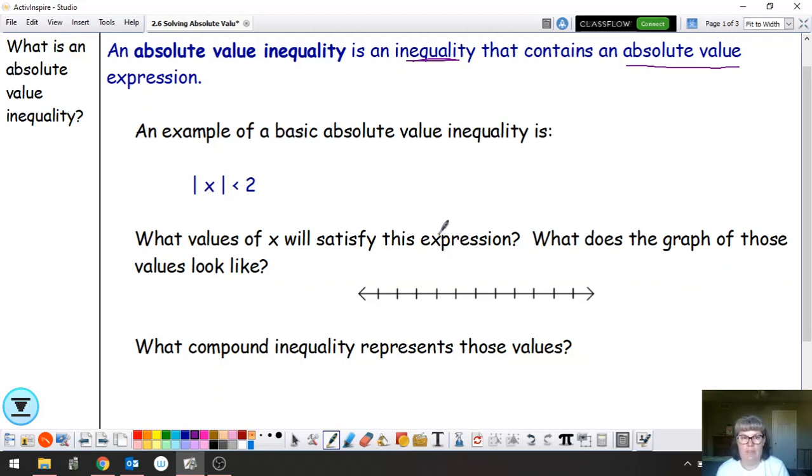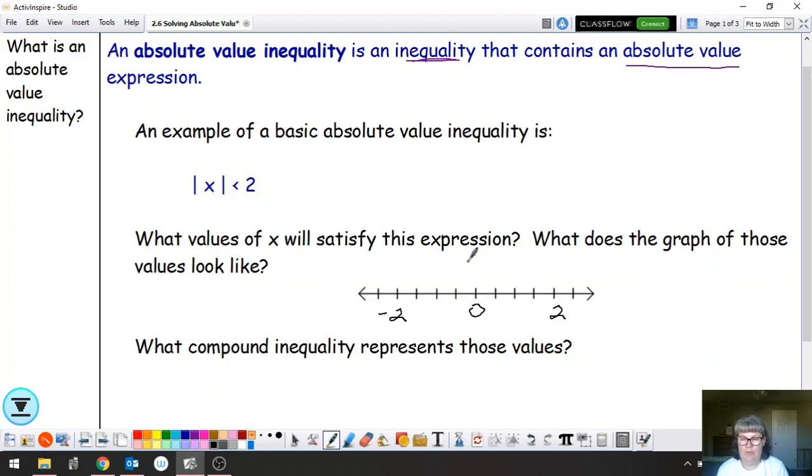So let's think about what that means. Keep in mind that the definition of absolute value is that it's the distance from 0. So we're going to think about what numbers have a distance from 0 that is less than 2. On my number line, I'm going to have 0, and I'm going to place 2, and I'm going to place -2 on my number line. Well, I'm not including 2 and -2, so they're not going to be included in my solution. But I want a number that's going to have a distance that's less than 2.